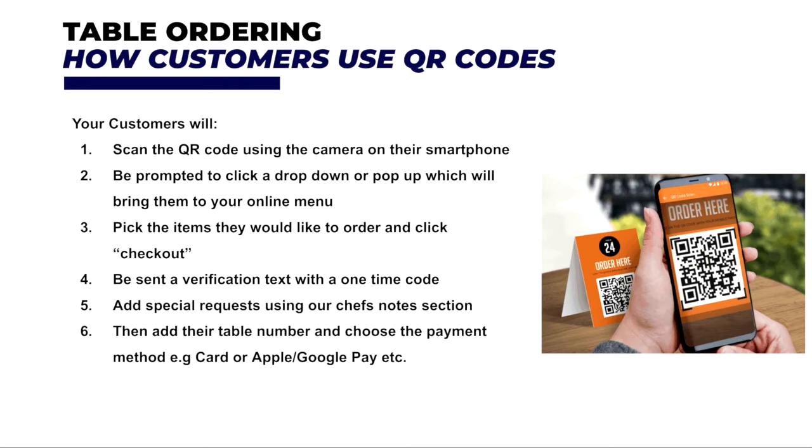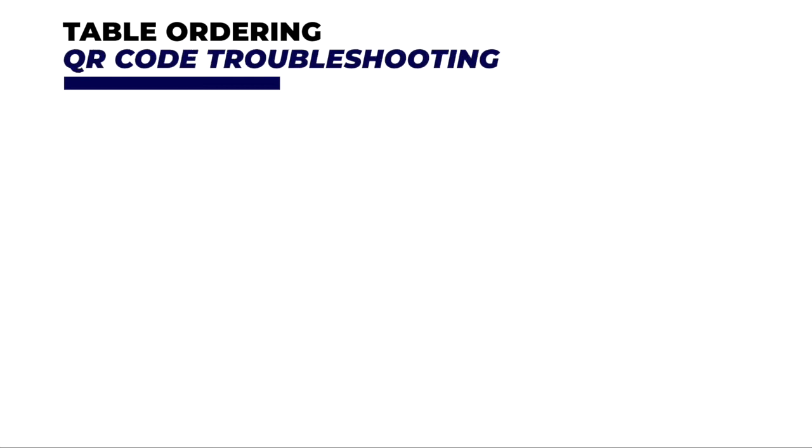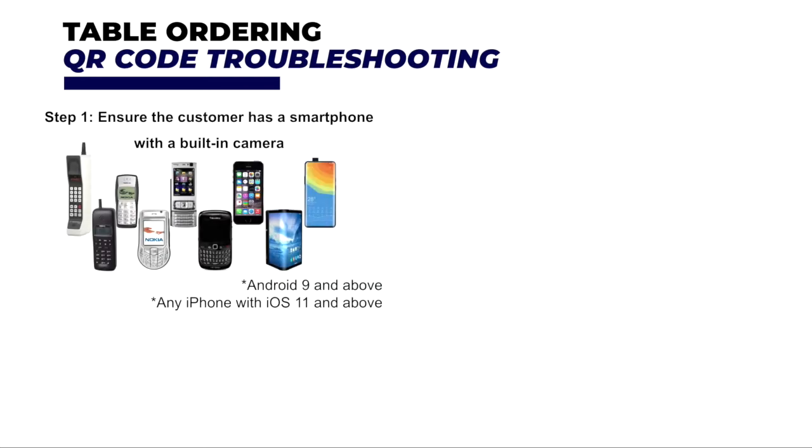Your customer will then add their table number and choose the payment method, for example, card or Apple or Google Pay. And finally, your customer will receive a confirmation message and then wait for your staff to prepare and bring over the order. Sounds simple, right? But of course, with any technology, there may sometimes be a need for some troubleshooting. So here's what to do if your customer has an issue scanning the QR code.